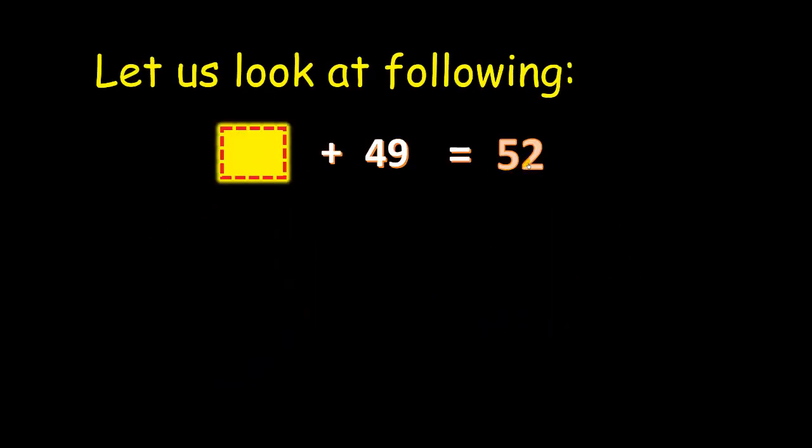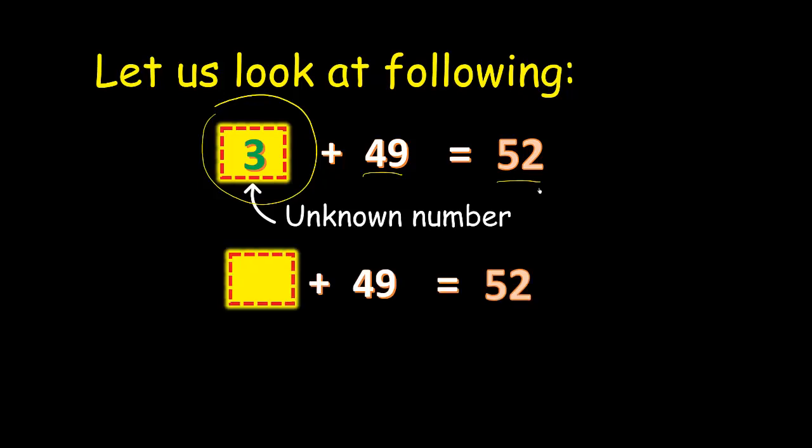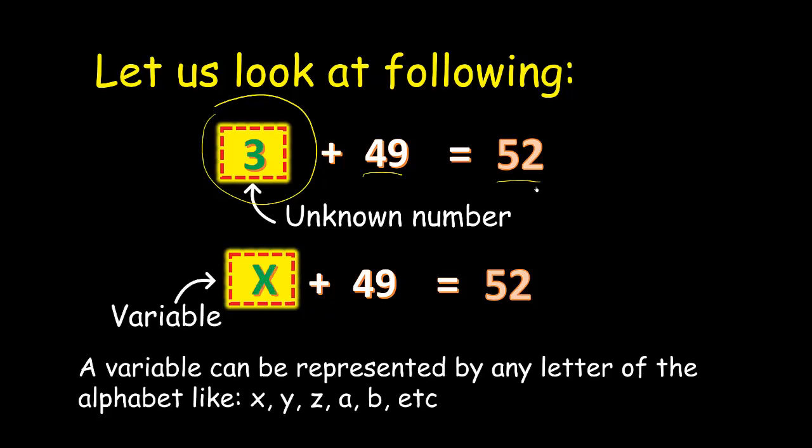Let's look at the following. This square, when added to 49, is equal to 52. What could it be? It could be 3. That's an unknown number. Now we can also write this unknown number as a variable, like x, which is a variable. A variable can be represented by any letter of the alphabet, like X, Y, Z, A, B, etc.